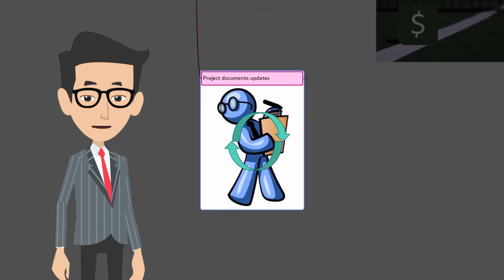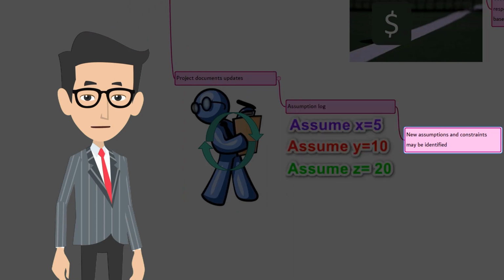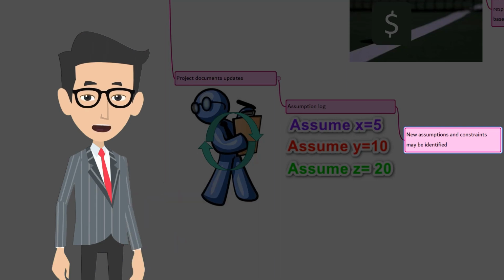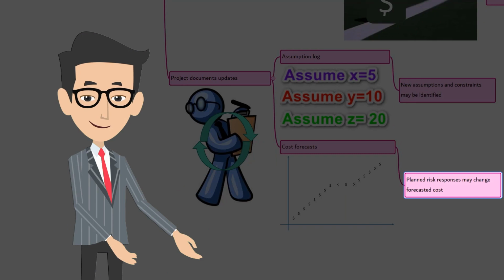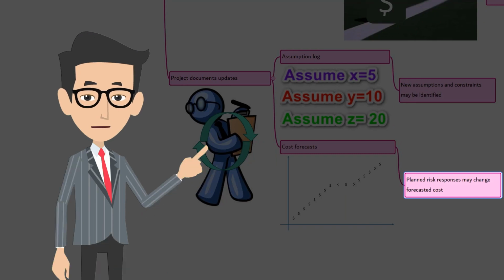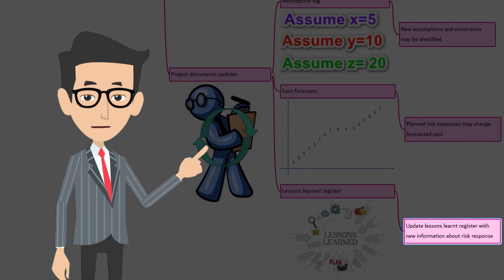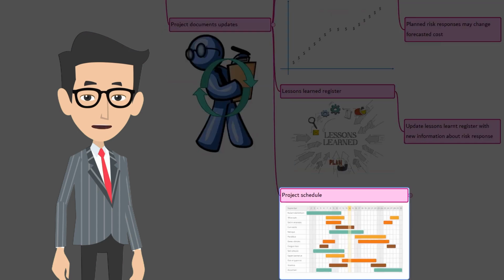Next, project documents updates. First, assumption log. As an output of planned risk response, new assumptions may be made, new constraints may be identified, and existing assumptions and or constraints may be revisited and changed. So, the assumption log should be updated with this new information. Cost forecasts. Planned risk response may demand a change to the forecasted cost. Lessons learned register. The lessons learned register is updated with information about risk responses that may be useful for future phases or future projects.